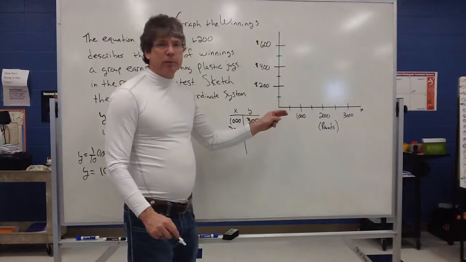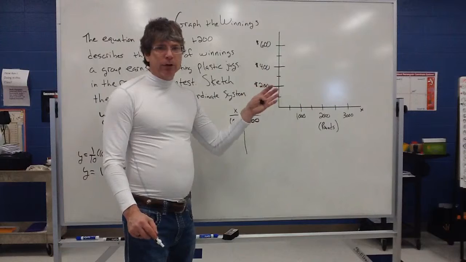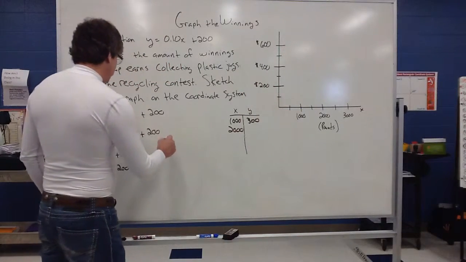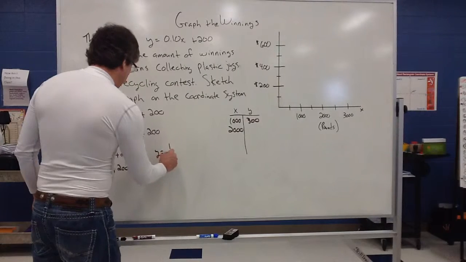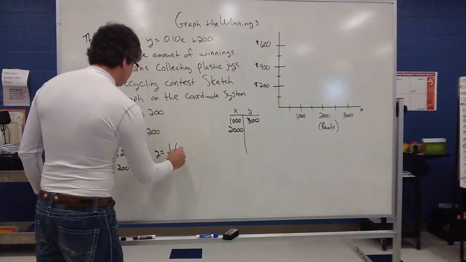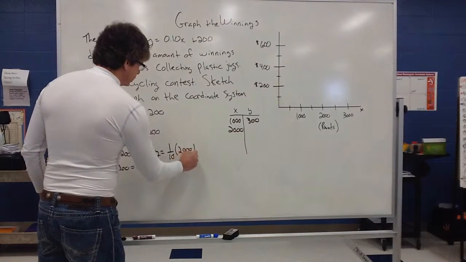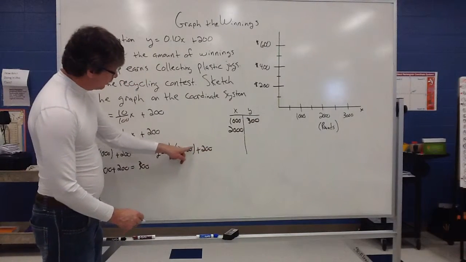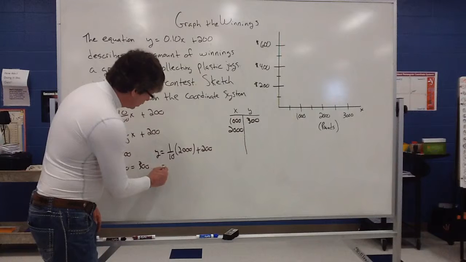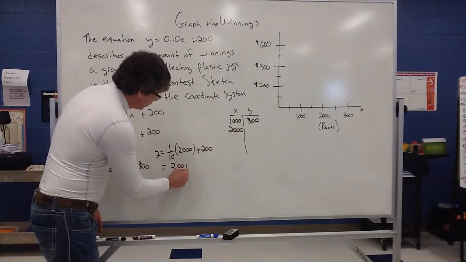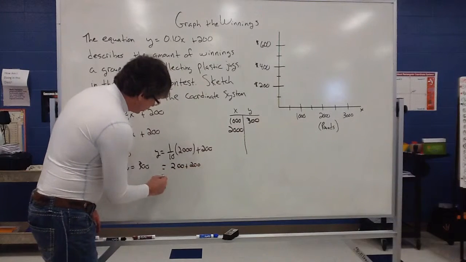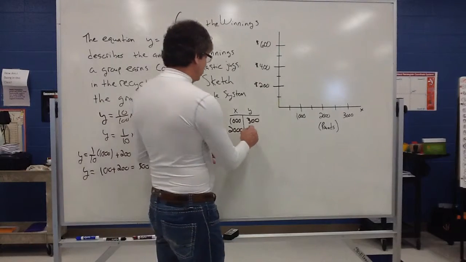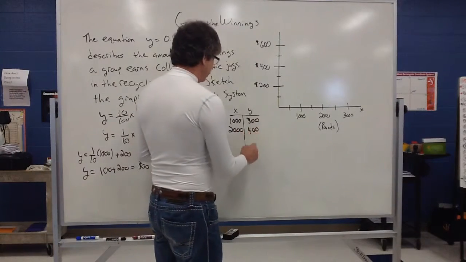Again, it was really important to pay attention to the table. That helped us understand what values to actually pick for x. So we have y equals 1/10 times 2,000 plus 200. Again, a tenth, or dividing by 10, will drop off a 0. And that's going to be 200 plus 200, which in turn is going to give me 400. So if I collect 2,000 pounds, I'm going to go up to $400.